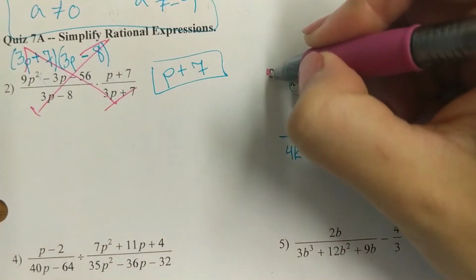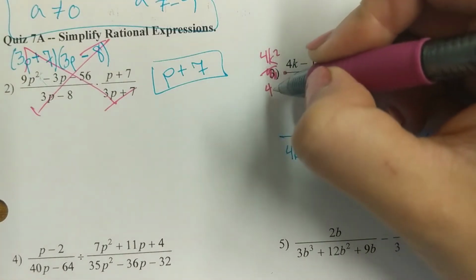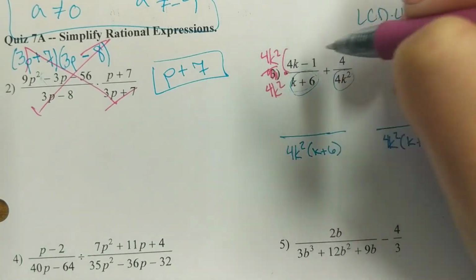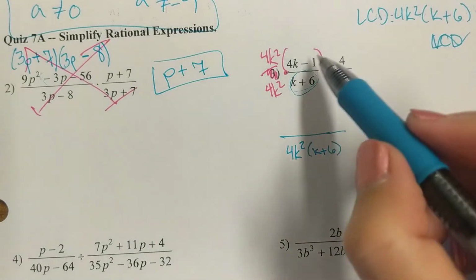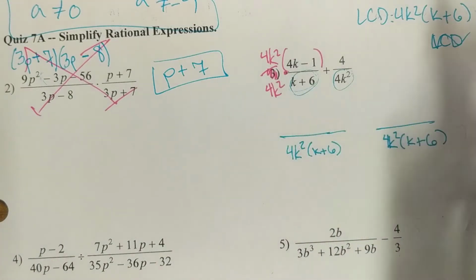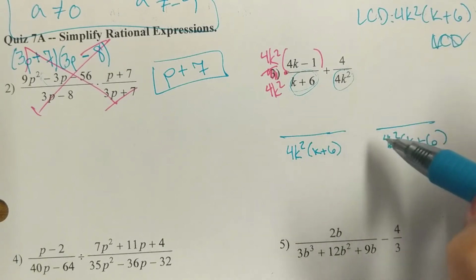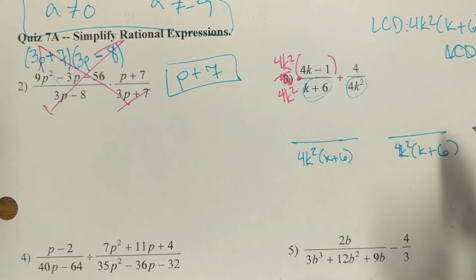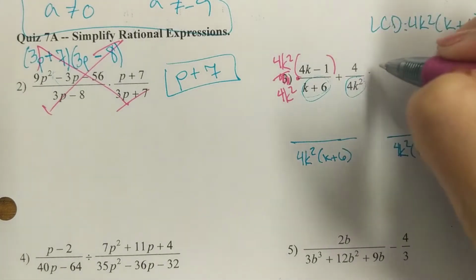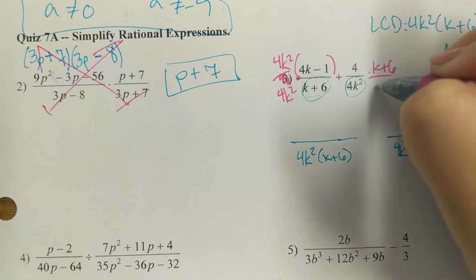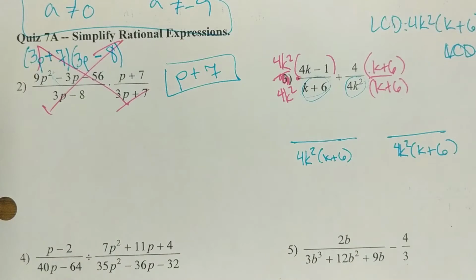So I'm going to multiply this first fraction by 4k squared over 4k squared. And remember that anything that has multiple things in the numerator or denominator, we have to distribute. All right, 4k squared times something would give me the LCD, and it appears to be k plus 6. So I need to multiply this by k plus 6 over k plus 6. Remember, groupings need to be distributed.